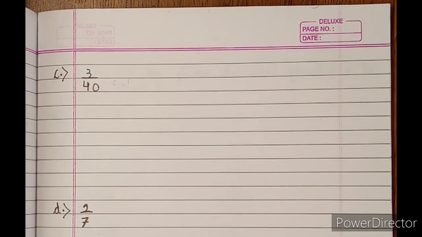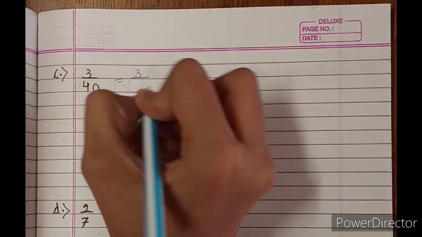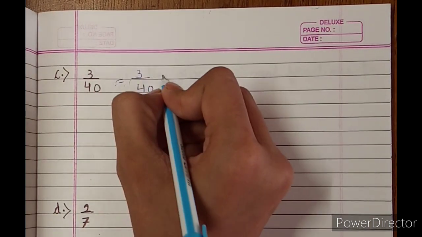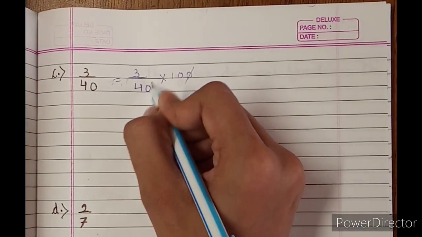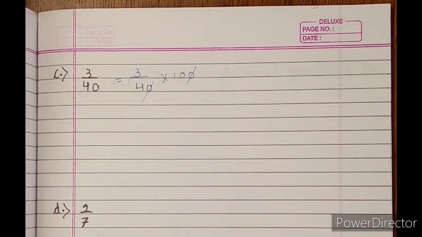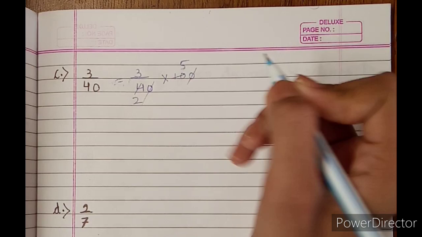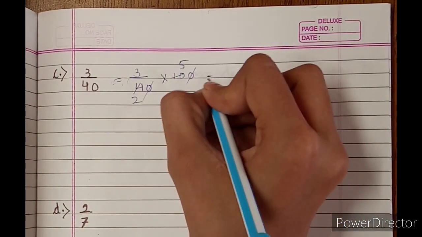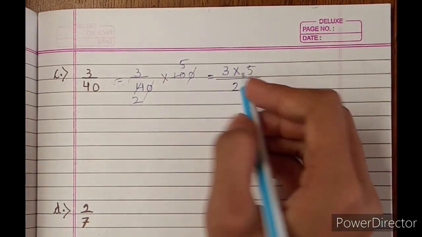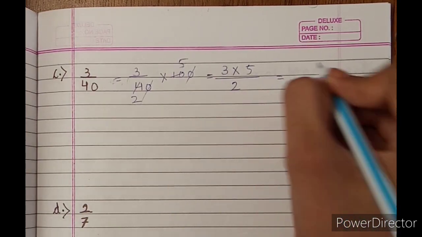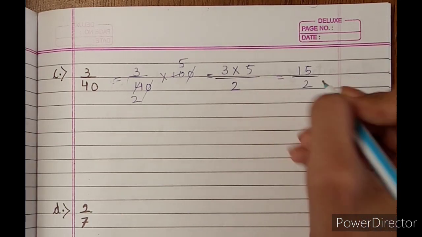Now the third sum is 3 upon 40. Here also we have to multiply this with 100. So 3 upon 40 multiply by 100. Now the 0s get cut out. Then here we have to cut this 4 and 10. So 2 twos are 4 and 2 fives are 10. Now here we get 3 multiply by 5 upon 2. Now we'll multiply this 3 and 5. We'll get 15. So 15 upon 2.